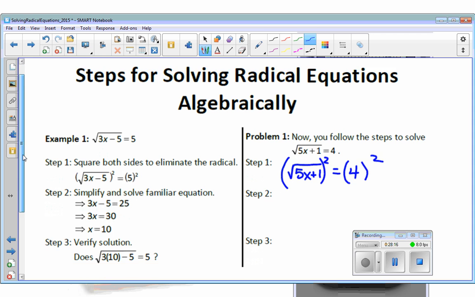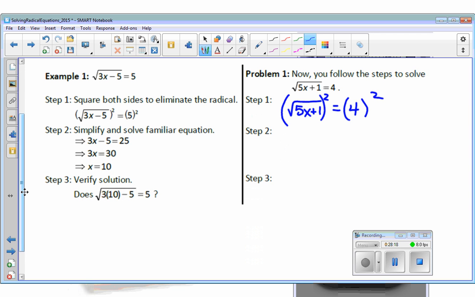At this point, you look over here on the left-hand side, it says simplify and solve. What does the square root of 5x plus 1 all squared come down to? 5x plus 1 equals 8. No. 4 squared is 16. Okay? I get it. It is Friday.